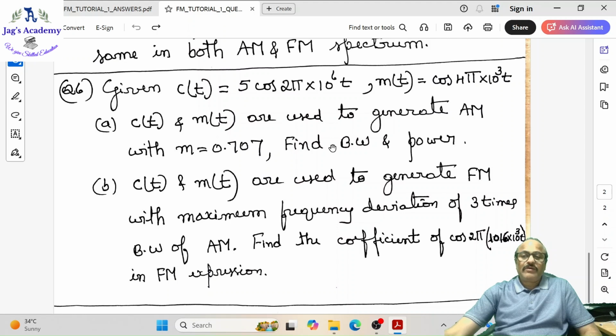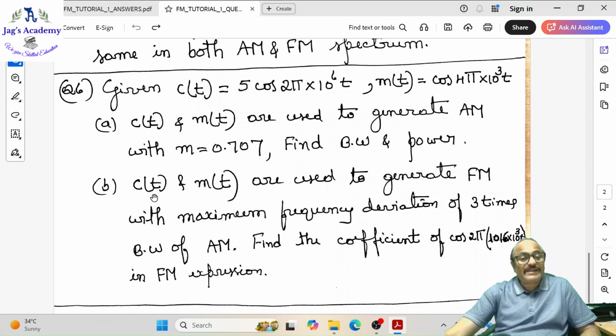Right? So now both carrier and message signal are used to generate an AM signal with the modulation index given as m is equal to 0.707. Find the bandwidth and power. You can easily calculate. Right? You already know the formula.